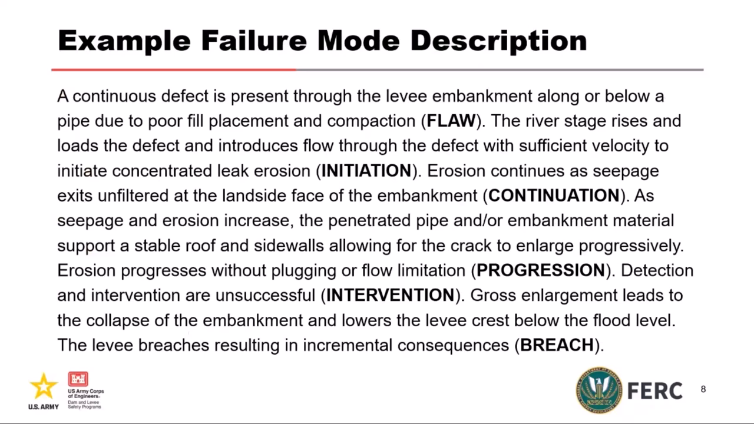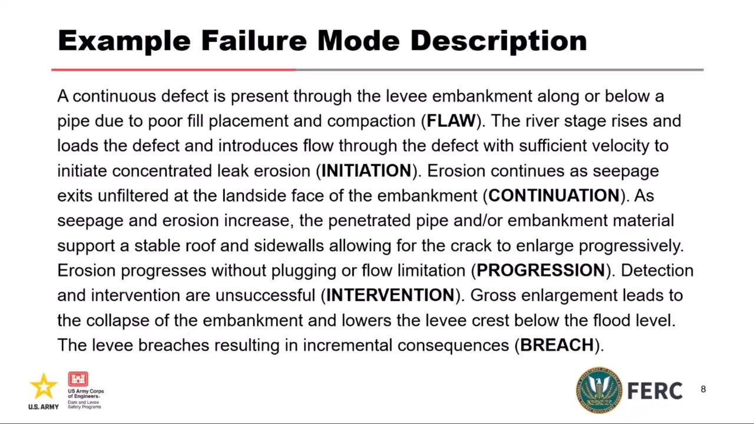The river stage rises and loads the defect and introduces flow through the defect with sufficient velocity to initiate concentrated leak and erosion. So water initiates the failure mechanism and starts it off. Erosion continues as seepage exits unfiltered the landside face of the embankment. So that's a continuation. That'll be an event tree node.